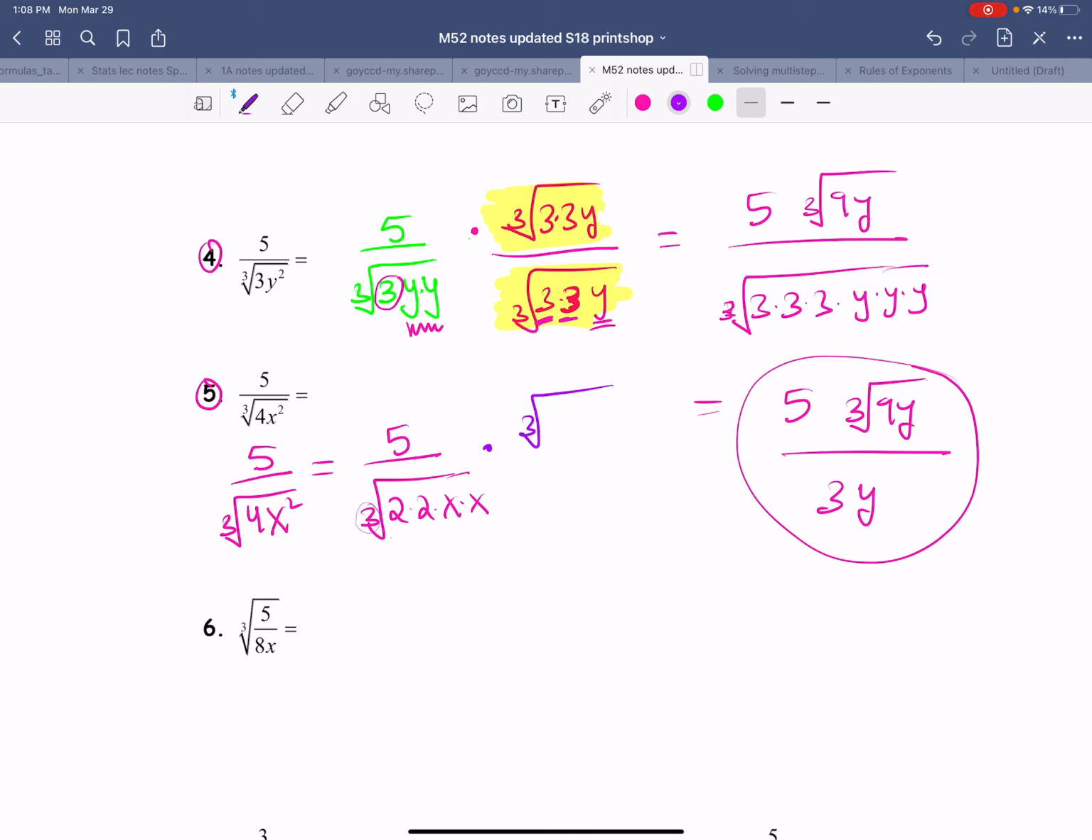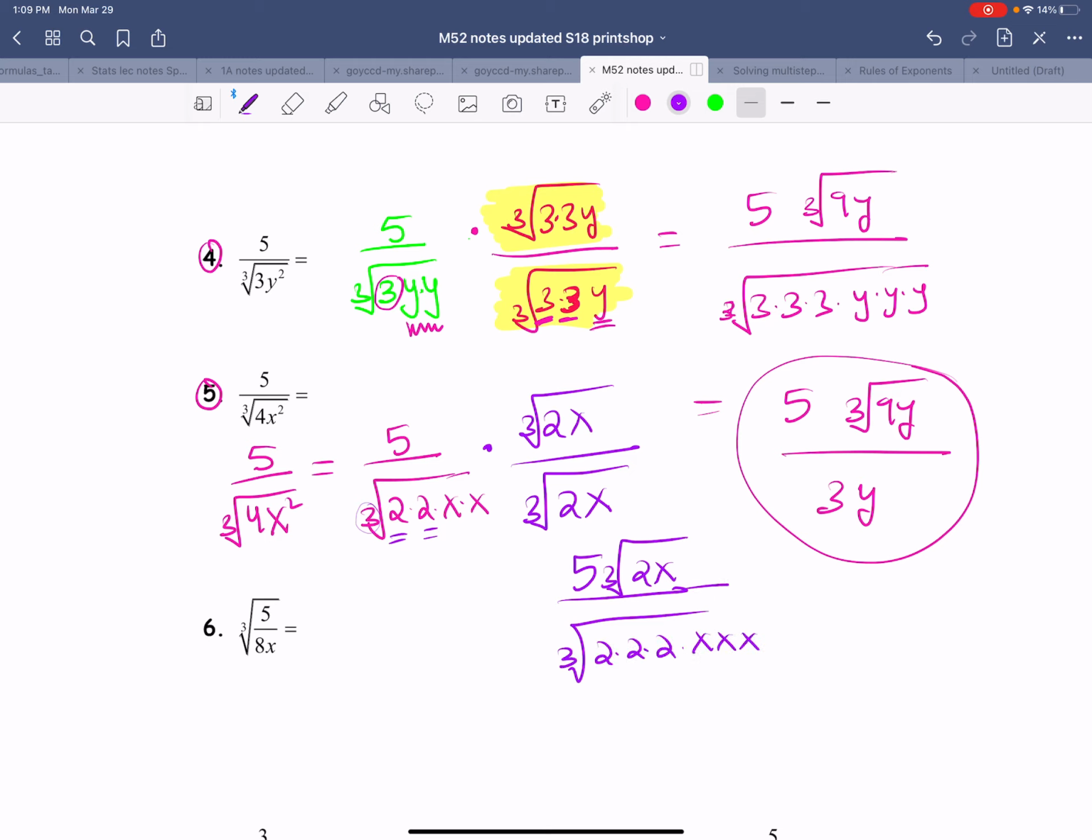Because I'm dealing with a cube root. So I need to have 3 2's inside of a cube root to be able to pull a 2 out. So that means I need to bring 1 more 2 here and 1 more x. So I'm going to multiply both numerator and denominator with a cube root of 2x. Okay, so we have 5 cube root of 2x divided by, we have a cube root with 3 2's and 3 x's inside. And that turns out to be 5 cube root of 2x, the 3's in the pocket, and divided by 2x. Okay, that's it for this one.